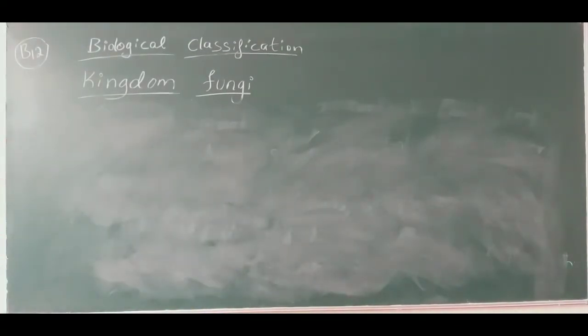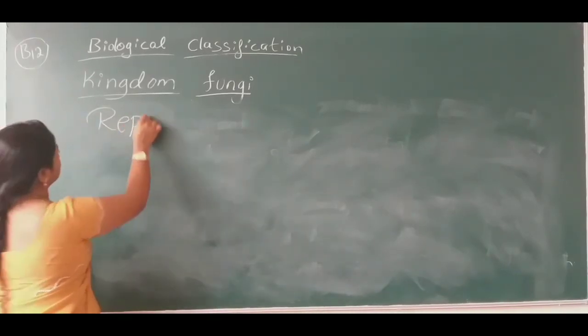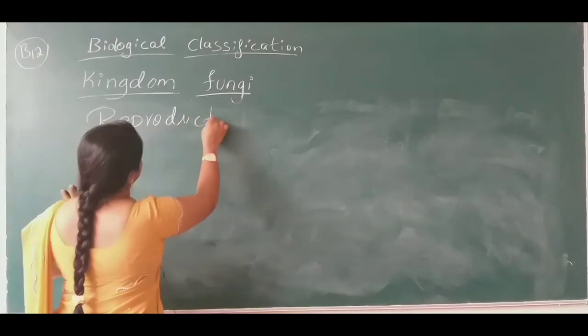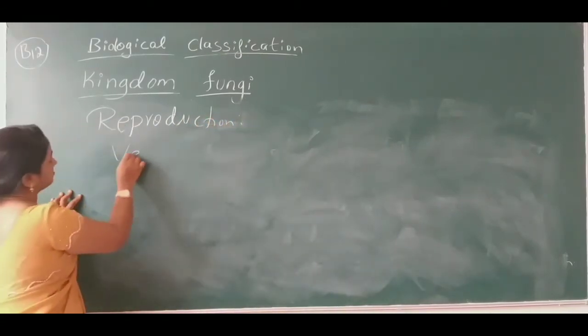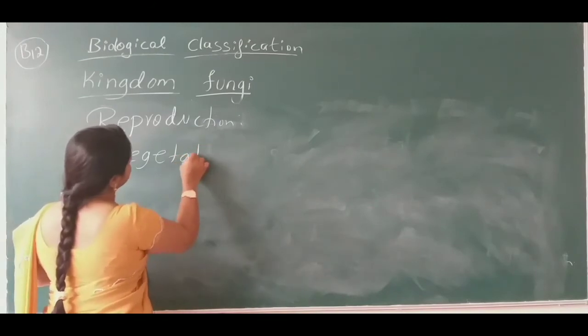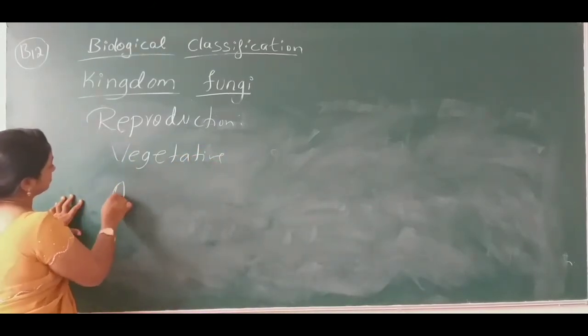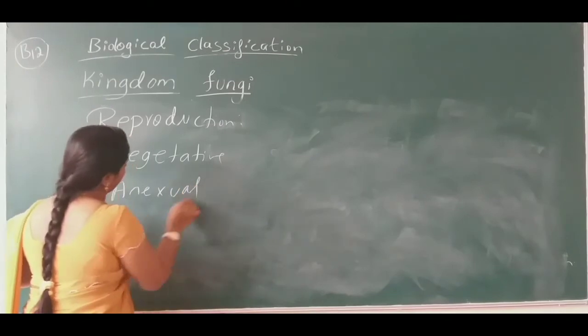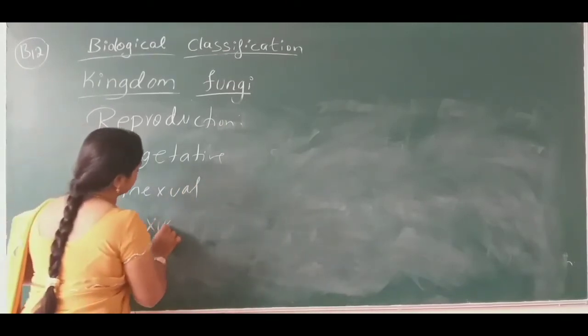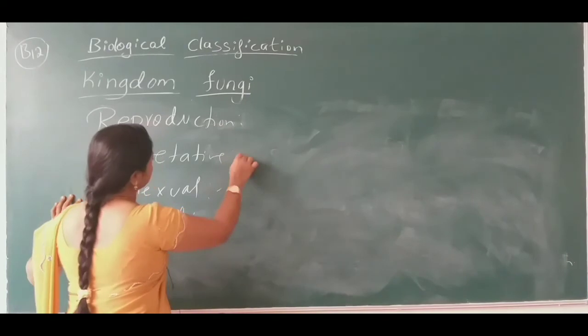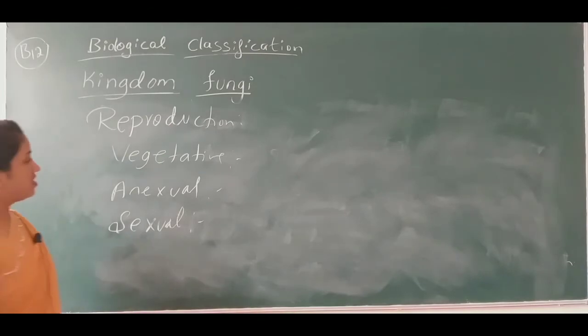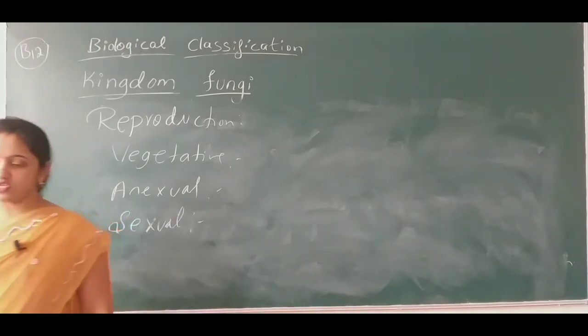It reproduces by means of three types. One is vegetative, one more is asexual, and one more is sexual. All three types of reproduction take place in kingdom fungi organisms. Vegetative mode of reproduction is by means of fragmentation, fission and budding.